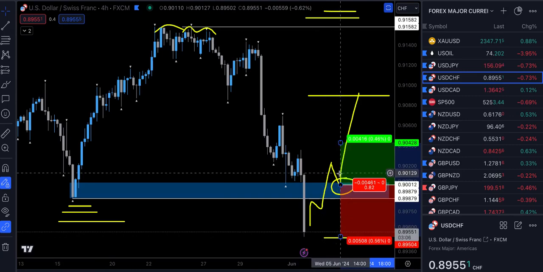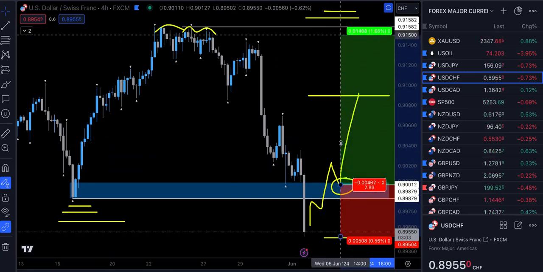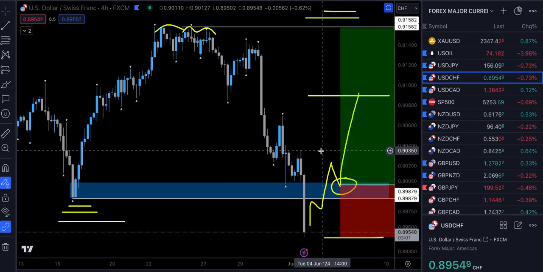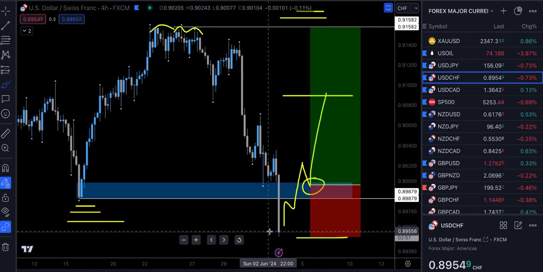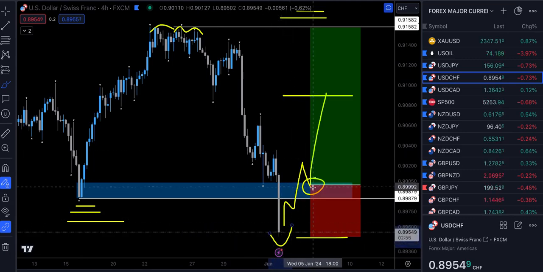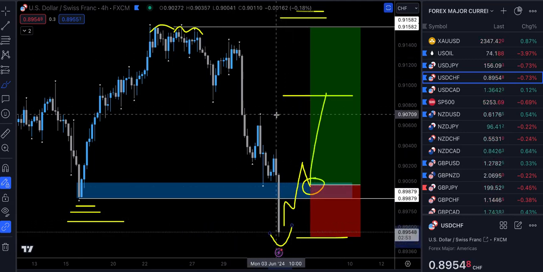This is something that could play out tomorrow, maybe Wednesday. Okay, so Tuesday or Wednesday, and it would look something like this. So once we see the low put in, we can look for the reclaim of this level, and then we can look to target.